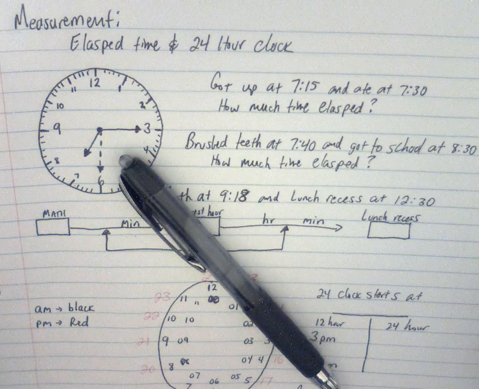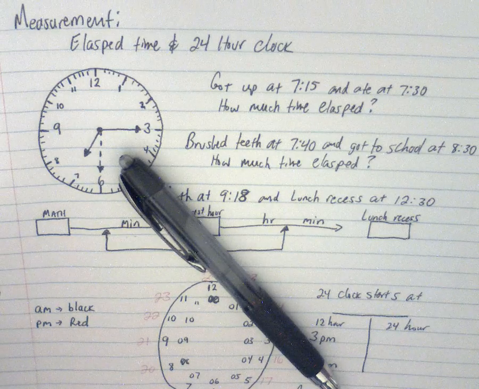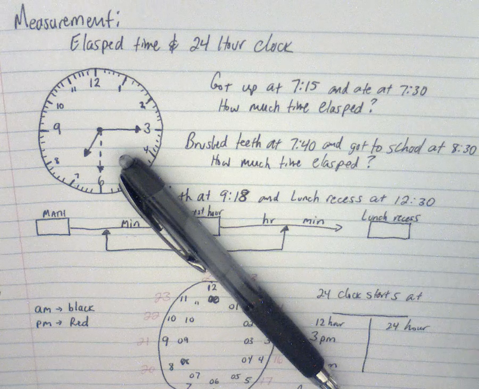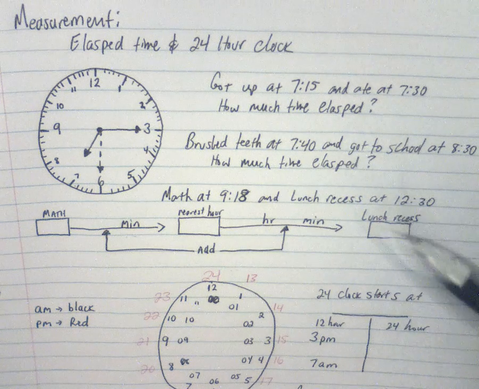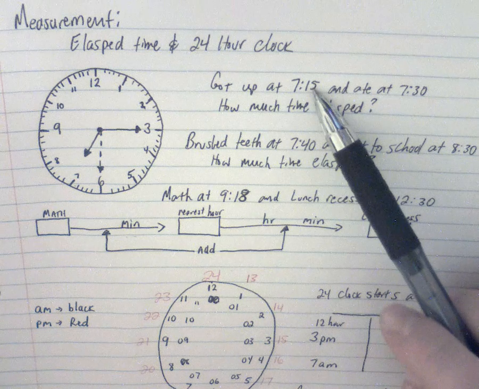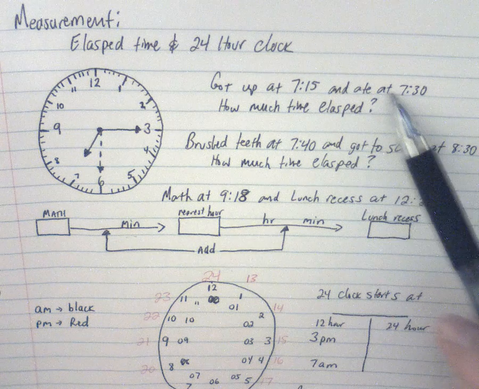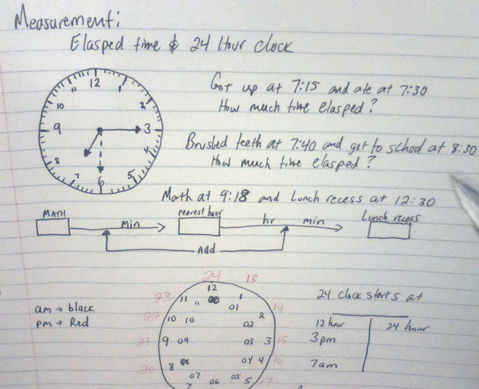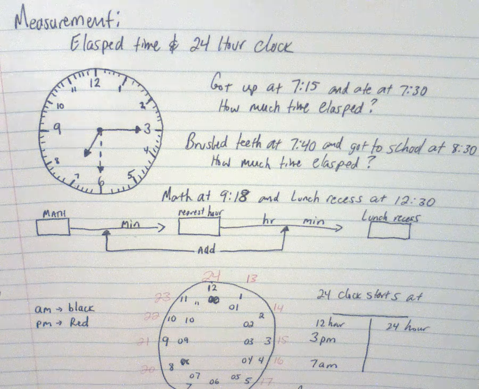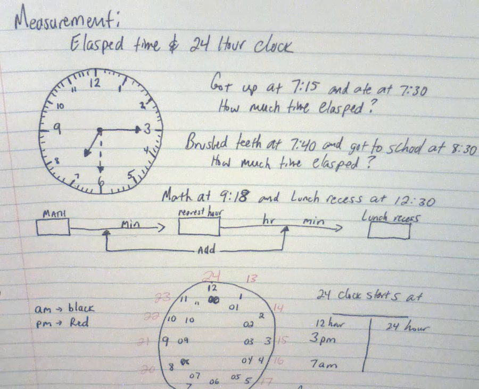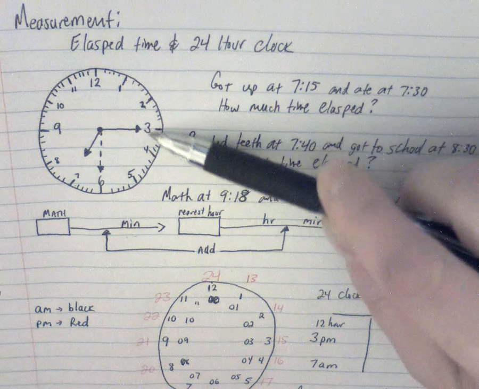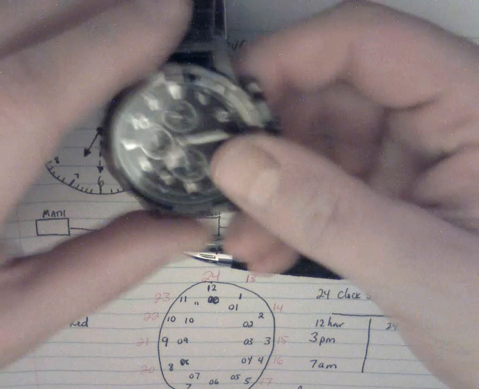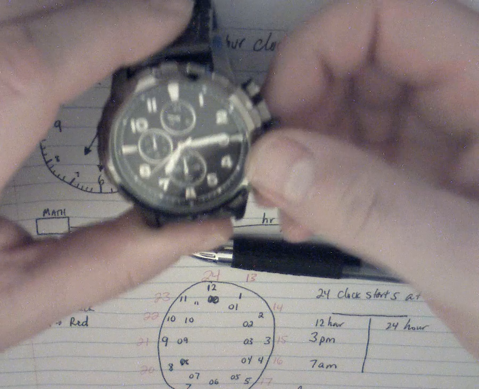With elapsed time, basically, elapsed time is the time between activities. For instance, if we said that Bob got up at 7:15 a.m. and he ate at 7:30, how much time elapsed? So how much time went by between when Bob got up and when he ate? If you look at my clock here, I've got it set for 7:15, and I also have a watch so you can actually tell the time.